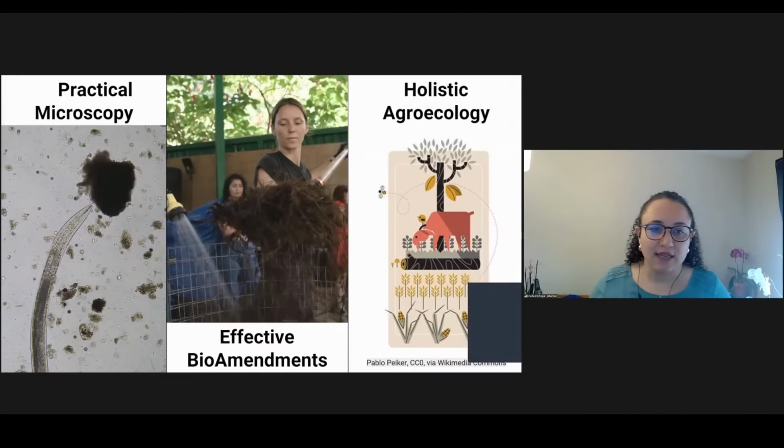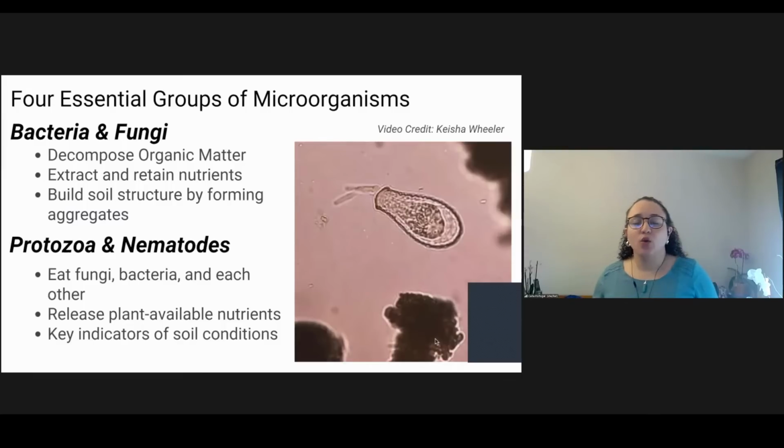And like Dr. Adam said, the principles that we look for are the practical microscopy, effective bioamendments, not forgetting about the holistic agroecology. So for that, when we are looking for microscopy work, we focus here at Soil Food Web School on 4 essential groups of microorganisms. These groups are those that are going to give us the indicators of what we're doing with our amendments. Are we going down the correct path, or what do we need to adjust to reach the desired point that our crop needs? So it's always about constant communication between what we're doing and how the soil, the plants, the whole system is responding, so we can track down what to do.